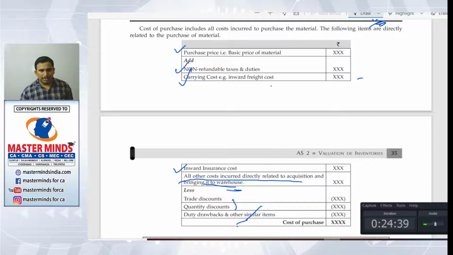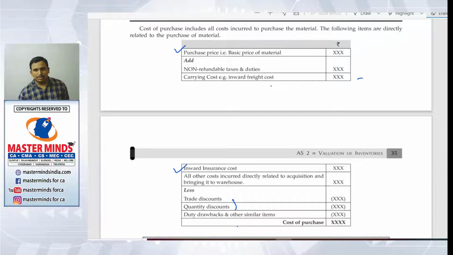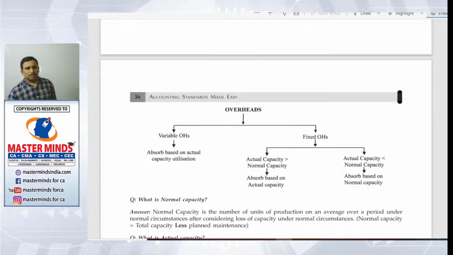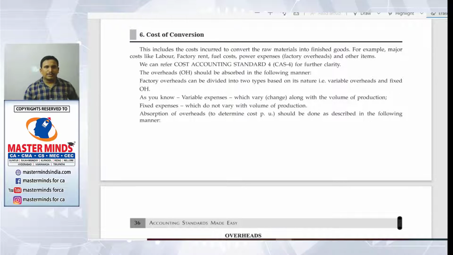Now we have completed cost of purchase. Let us proceed to conversion cost. Everybody has to observe. So far we have completed the cost of purchase. Now let us move to conversion cost. Sir, what is this conversion cost? Wait, let me start discussing conversion cost. I have told you already: conversion cost generally comprises two parts, one is labor and another one is overheads.